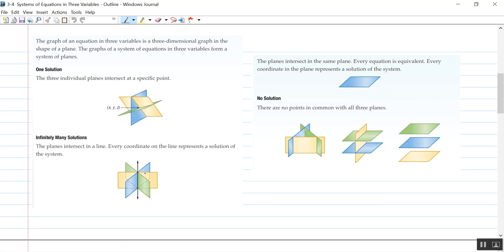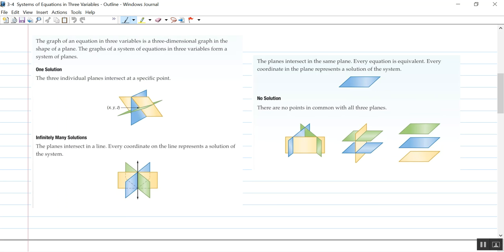and that can happen a couple different ways. So here we have three planes that are all intersecting in this one vertical line. The planes can also intersect in the same plane. So in other words, all three equations represent the same plane. Another case that isn't shown here is two of the equations can be the same plane, and the third equation can represent a plane that intersects it in one line. And you'll recall from geometry that the intersection of two planes is a line.